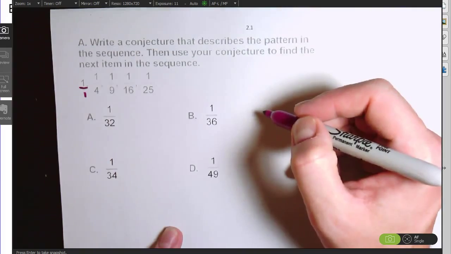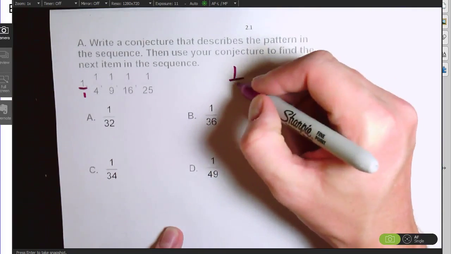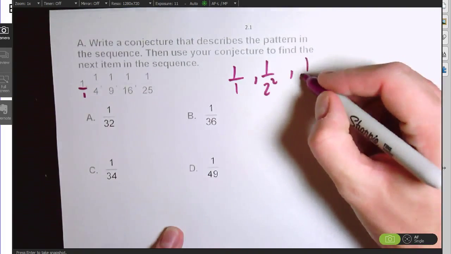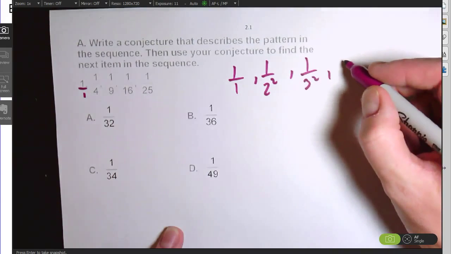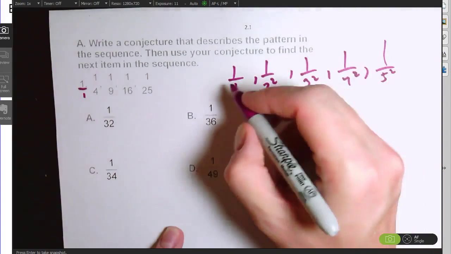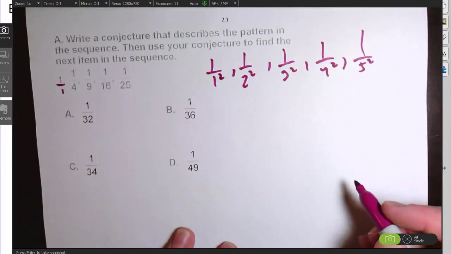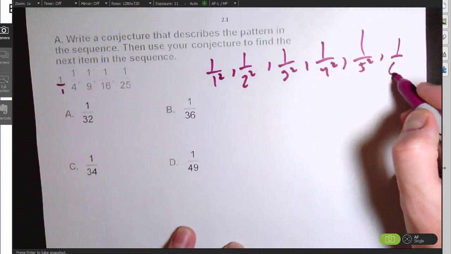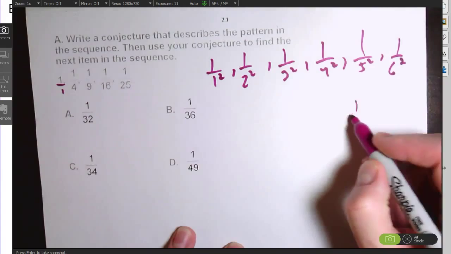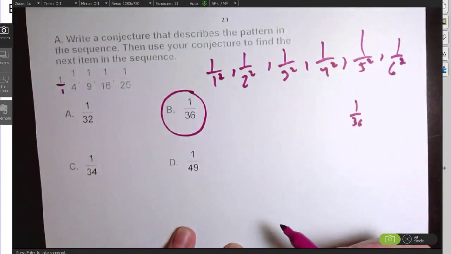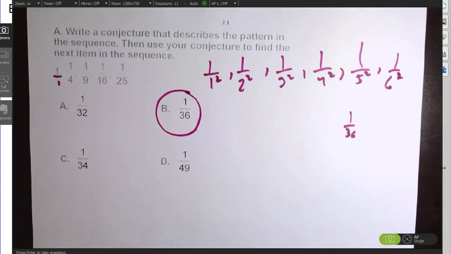But that's really 1 over 1. And that 1 over 4 is really 1 over 2 squared. And 1 over 9 is really 1 over 3 squared. And 1 over 16 is 1 over 4 squared. 1 over 5 is 1 over 5 squared. And if you go back, 1 squared is 1. So what we're doing is we're squaring the denominator, the next number. So we should have 1 over 6 squared, which is 1 over 36. Is that one of our possibilities? Yeah. Okay. So that would be our kind of number sense 1.